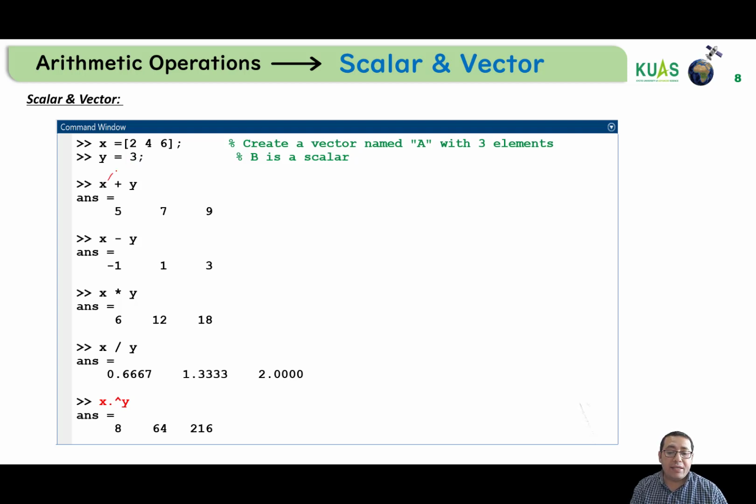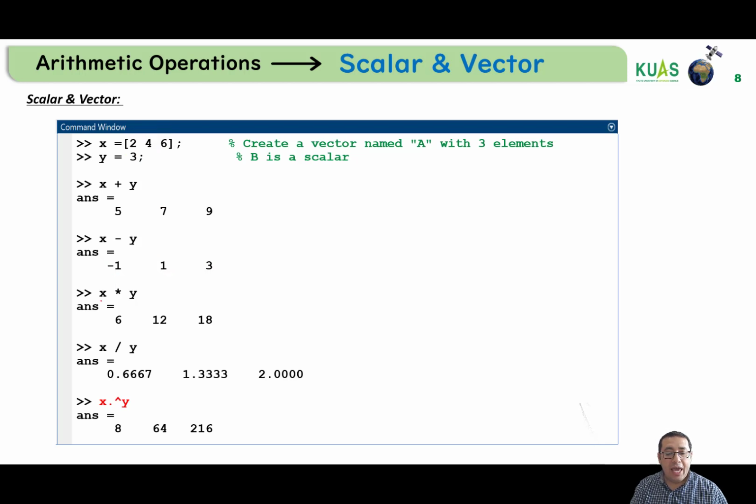If we say X plus Y, it means that every element in X will be added to the value of Y. So it will be 2 plus 3, it will be 5. And then 4 plus 3, it will be 7. And then 6 plus 3, it will be 9. And if we say X minus Y, it means that every element in X will be minus Y. So 2 minus 3, it will be minus 1. 4 minus 3, it's 1. 6 minus 3, it's 3.